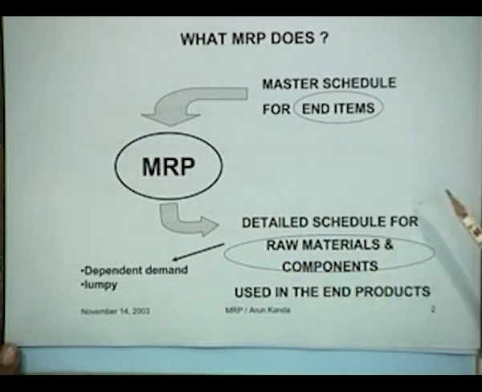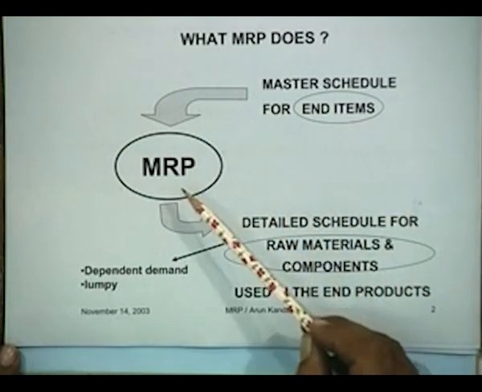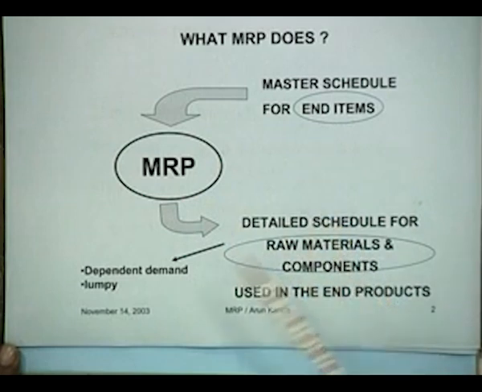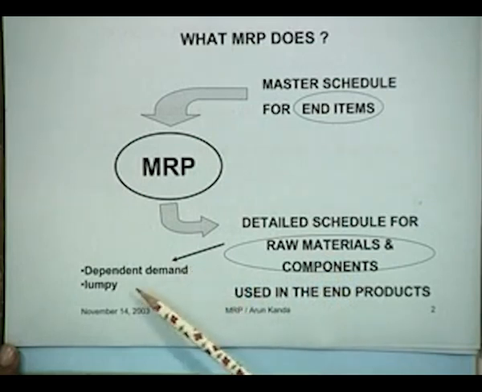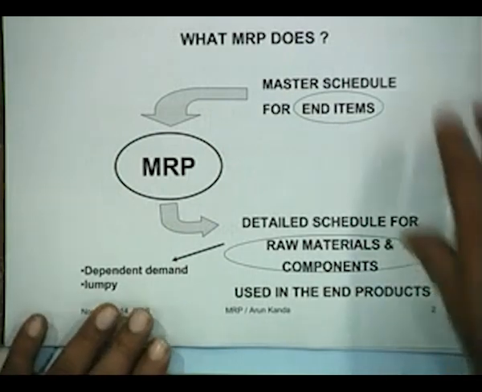I think the point to be noted here is that in a typical MRP system, the demands that you are dealing with for the raw materials and the components are what we call dependent demands or lumpy demands rather than independent demands. That is the crucial difference between MRP and conventional inventory control.